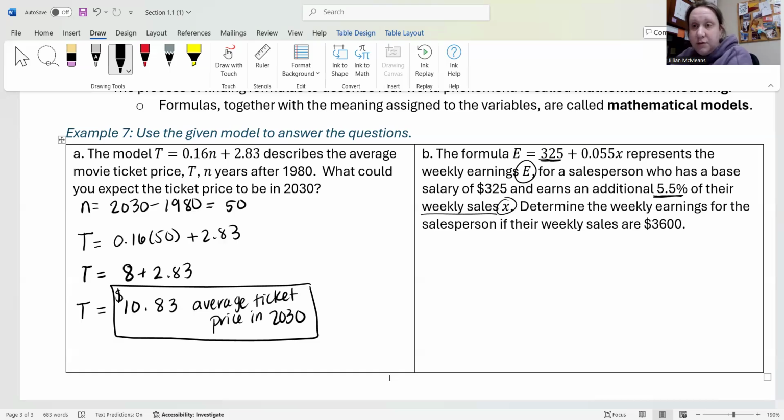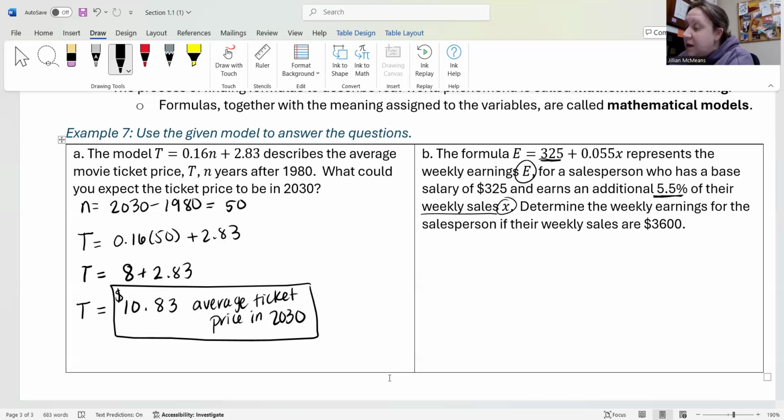So when you have these formula type problems, pay really close attention to the wording and the description of the variables, and then compare that to the actual model. Okay, so we know E is the weekly earnings, 325 is their base salary. If they make sales, they get to keep 5.5% of that. So that 0.055 is 5.5% just written in decimal form. So to go from a percent to a decimal, you move the decimal to the left twice.